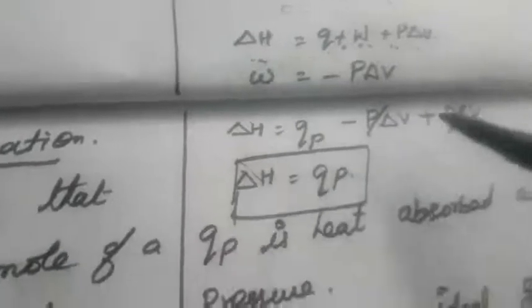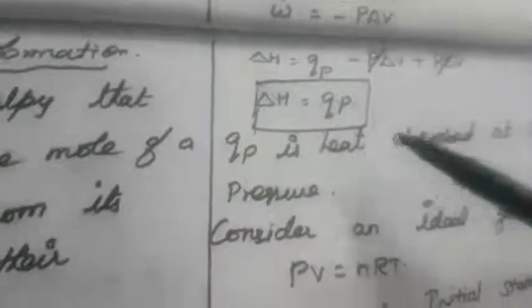First law of thermodynamics: delta U is equal to Q plus W. That is the first law, where delta U is the change in internal energy, Q is the heat absorbed by the system, and W is the work done by or on the system. Delta H is equal to Q plus W plus P delta V. You already know that W is equal to minus pressure into volume change. So delta H is equal to QP minus P delta V plus P delta V, which cancel. Delta H is equal to QP.